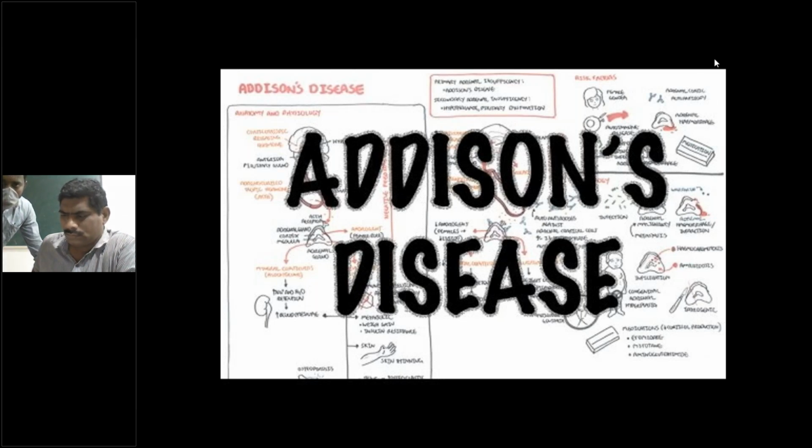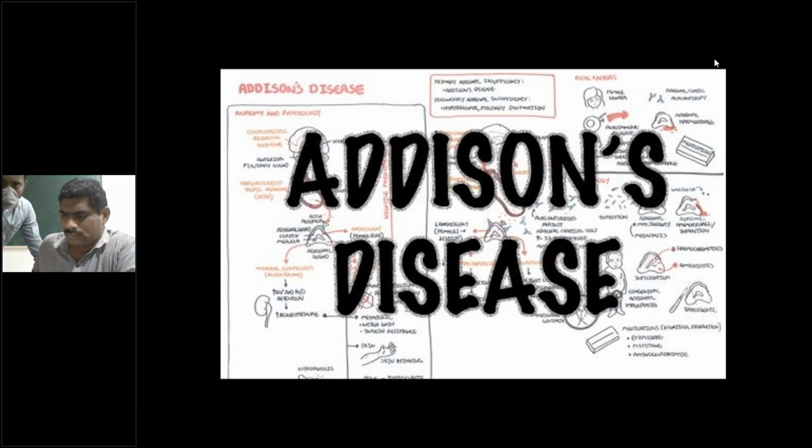Let's start from top to bottom. Especially you can see the change in pigmentation of the skin, it looks like a bronze pigmentation. There are changes in the distribution of body hair. Next, you can see hypoglycemia, postural hypotension, weight loss, gastrointestinal disturbances and weakness. These are the signs and symptoms of Addison's disease.